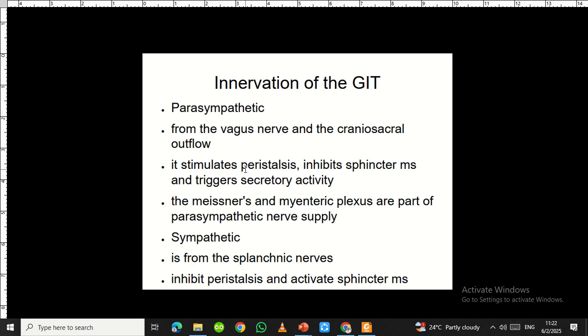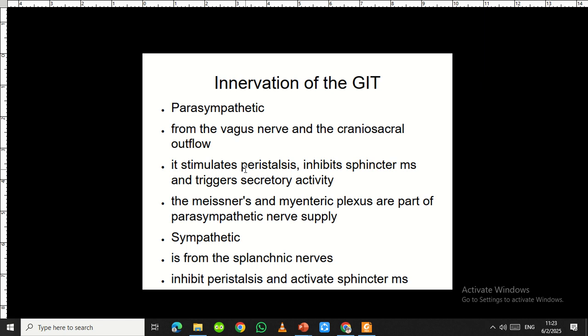So the parasympathetic system is going to come from the vagus nerve, right, and the craniosacral outflow coming from the sacral region, which would be your pelvic splanchnic nerve. What does it do? It stimulates peristalsis, inhibits sphincter muscles, so it relaxes the sphincters, and triggers secretory activities. That's the parasympathetic. And this is brought by the myenteric and the submucosal plexus, which are part of this parasympathetic nervous system.